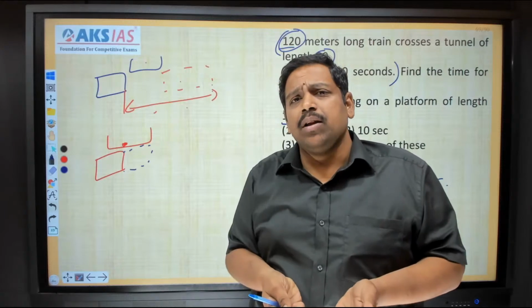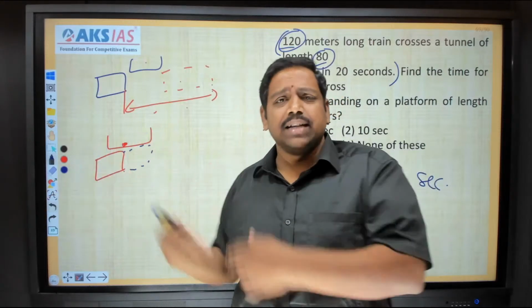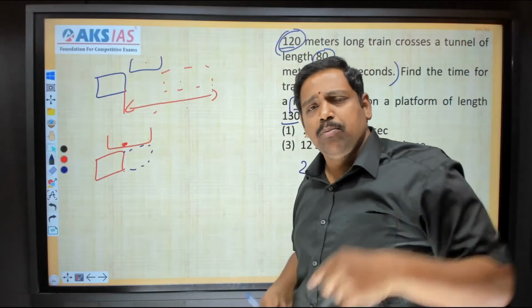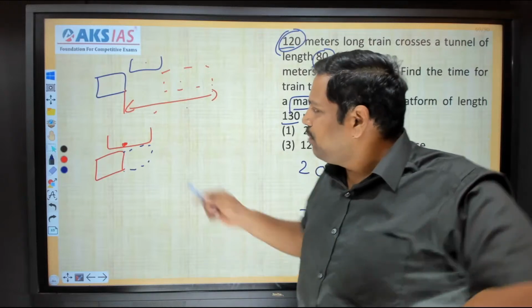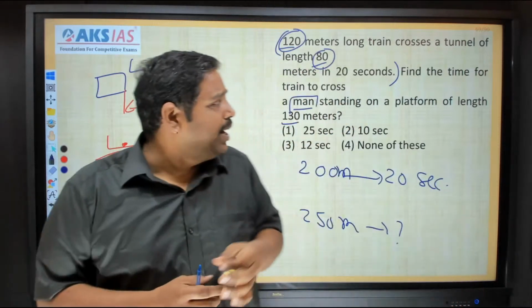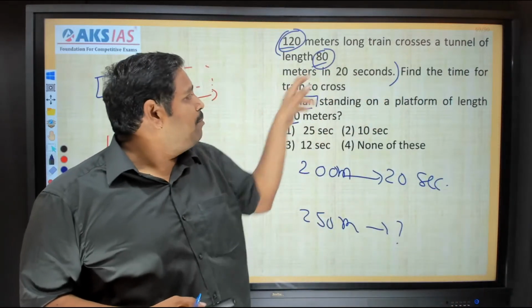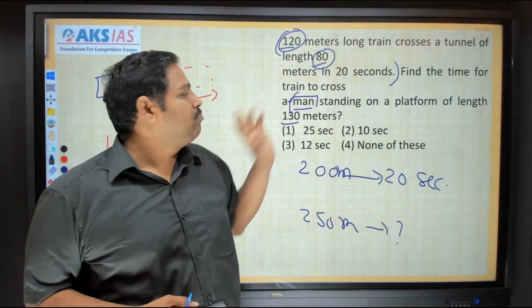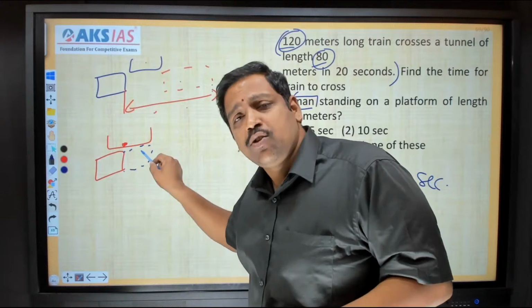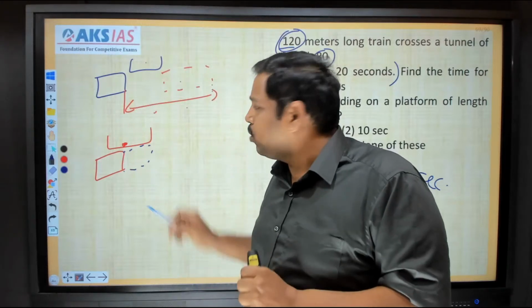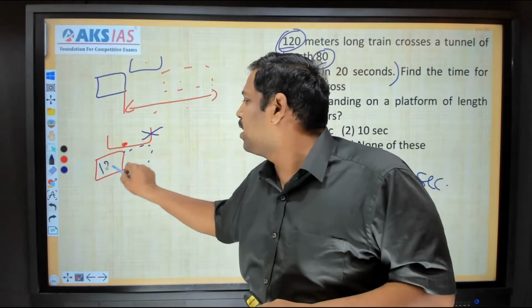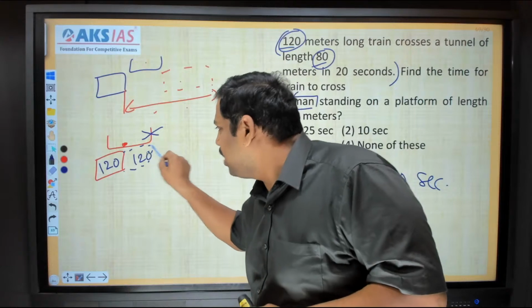Wherever he might be. Suppose he is on the level crossing, will you consider the total length of the train as the distance that the train will move? No way, right? That means we consider the man a point object. The man doesn't have a length. So find the time for the train to cross a man, not the platform. Crossing a man means the train has to cover its own length. Its own length means no need to think about the platform length. The length of the train is 120, so the train has to cover only 120 meters.